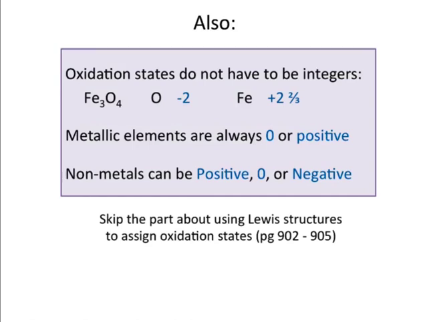Oxidation states do not have to be integers. It seems a little weird, but it works. And metallic elements are generally always positive or neutral. And nonmetals can be anything. They can be positive, they can be 0, they can be negative, etc. Now, also skip the part about using Lewis structures to assign oxidation states in your book, because again, I said we're not going to do that.